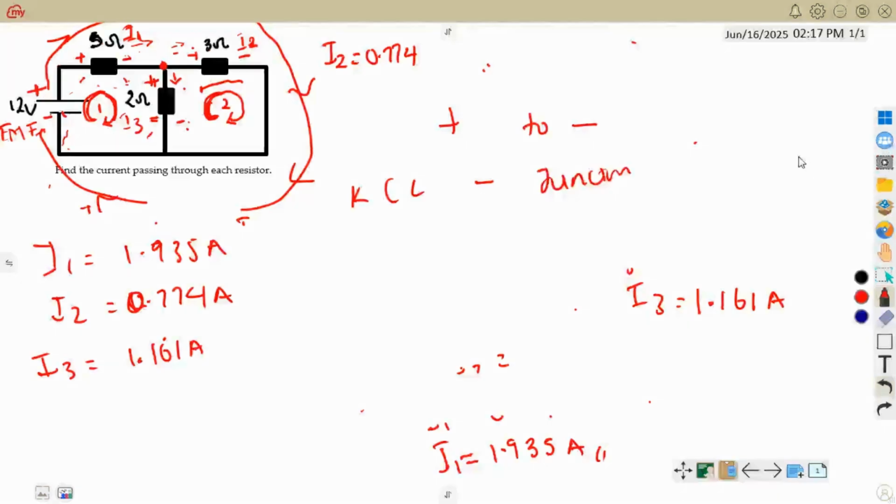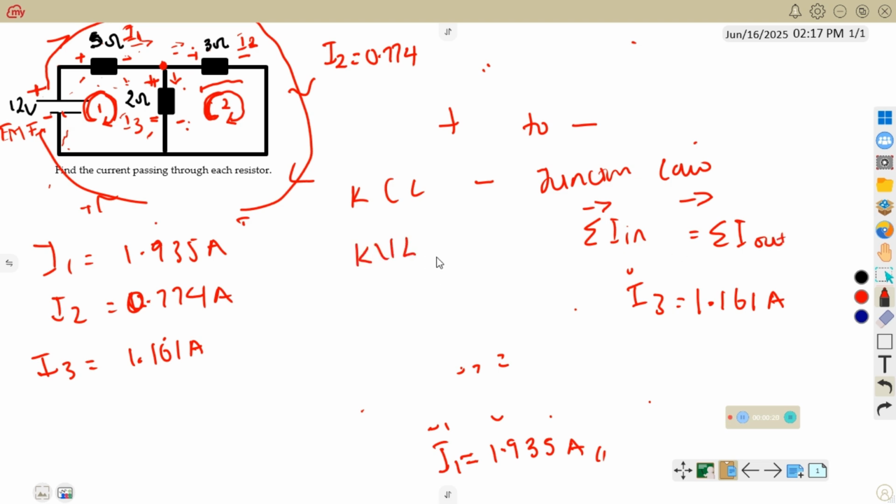Kirchhoff's current law, which is the junction law, right? Because the current flowing into one junction is equal to the current that's flowing out of the junction, right? The total current flowing in is equal to the total current that is flowing out. Then we use the Kirchhoff voltage law to solve this, which is also known as the loop law, because as you can see here, we used these two loops to be able to solve this question. So the two laws are very important in solving questions like this.